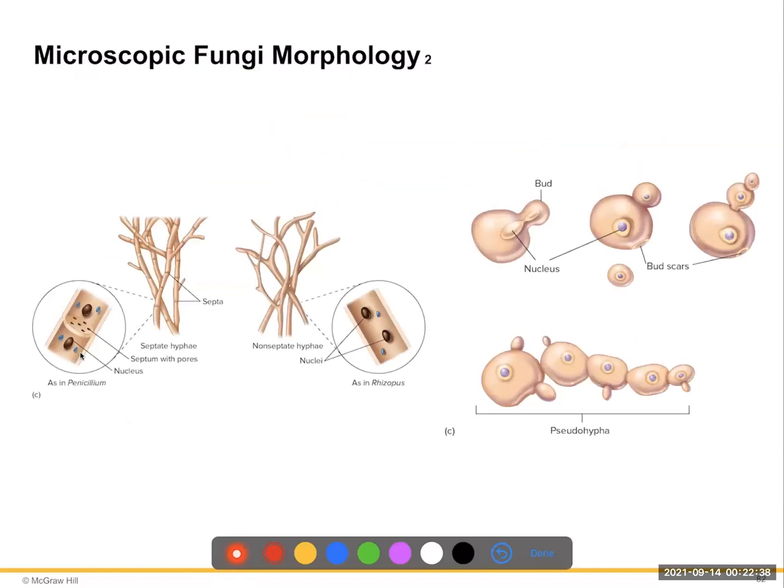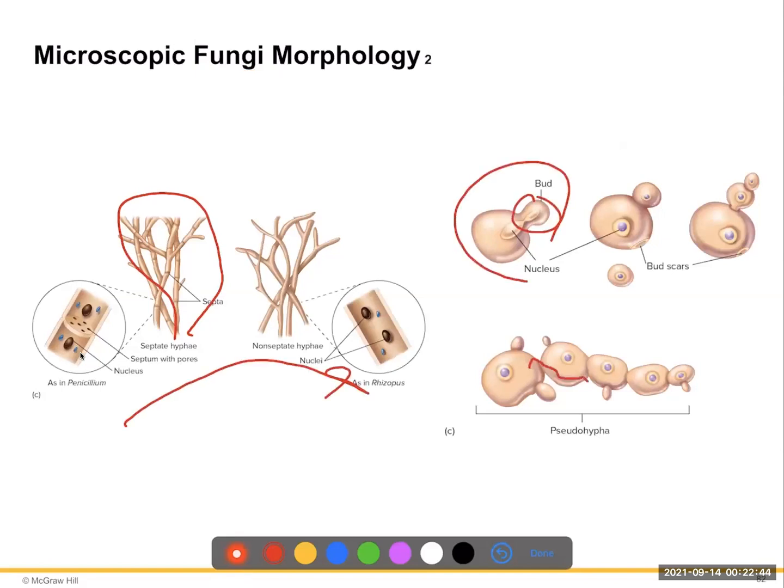You can see how it forms. This is the septa here, and they form into groups. And then the buds that form, this little bud right here, they just don't separate. So it's like a pseudohyphae, and this is an actual hyphae. Where they form septa, you see all the dividing points are the septa right here.